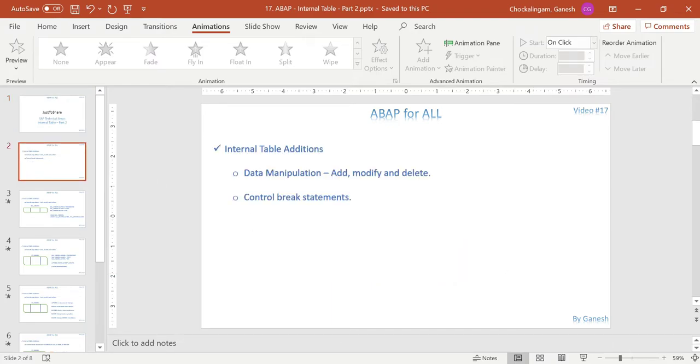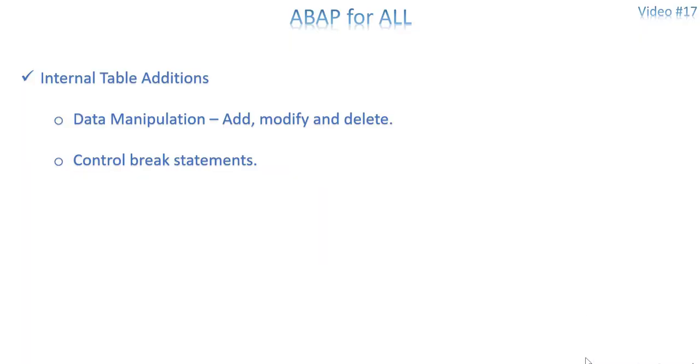So the first one is data manipulation. I'm going to explain how to add data, how to modify your data, and how to delete the data from your internal table. Here the terminology: an internal table contains a work area and a body. Already we have explained in the first video, it may be a work area or it may be an inbuilt header line. So header line and body. There are two portions I can say.